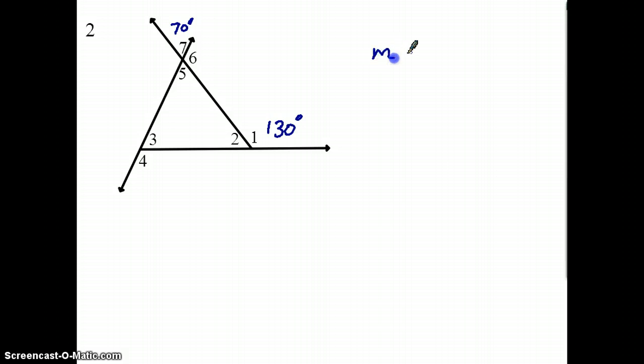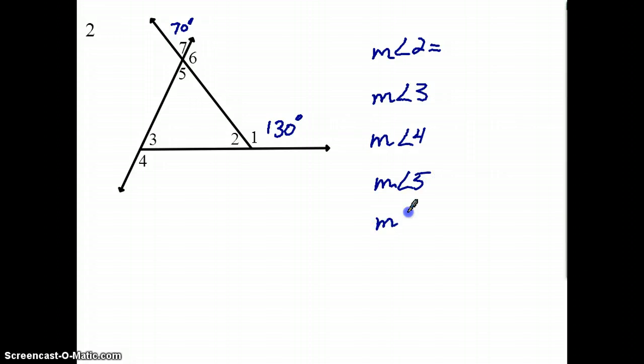So we want to know what is the measure of angle 2, what is the measure of angle 3, what is the measure of angle 4, what is the measure of angle 5, and what is the measure of angle 6. So using the theorems that we just discussed, we can find each of these angles. Well, first off, let's do the easy one. Angle 2, if this is 130, well, angle 2 is a supplement to angle 1. So that means that angle 2 has to be 50 degrees.